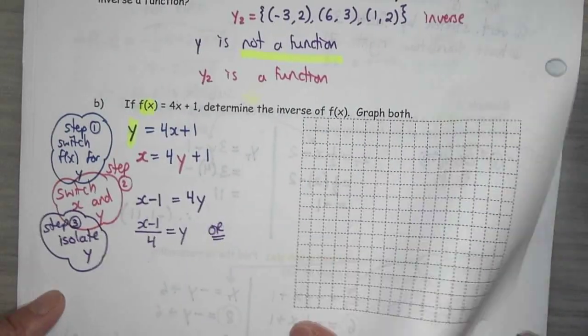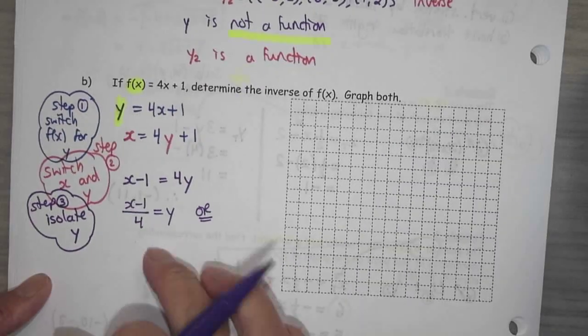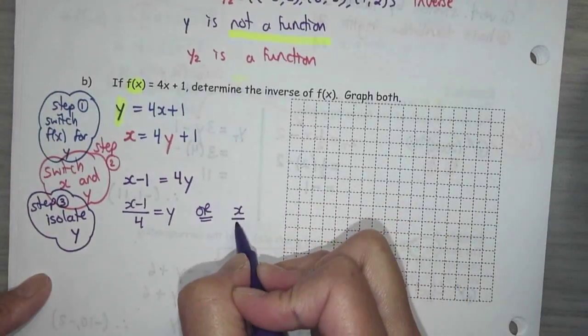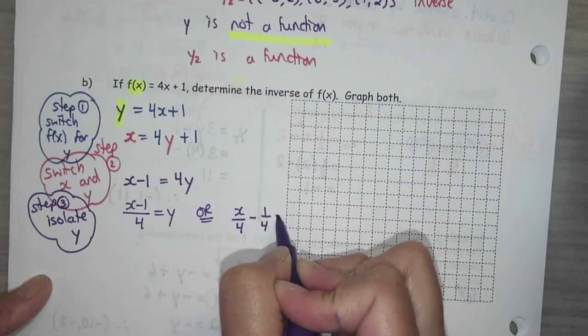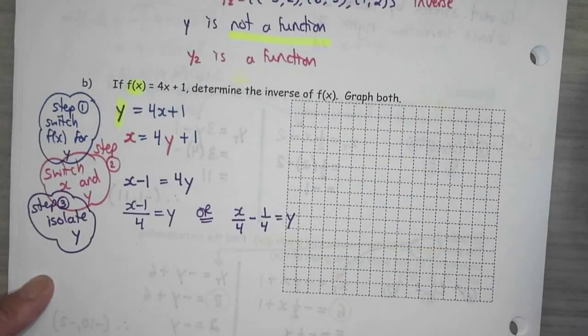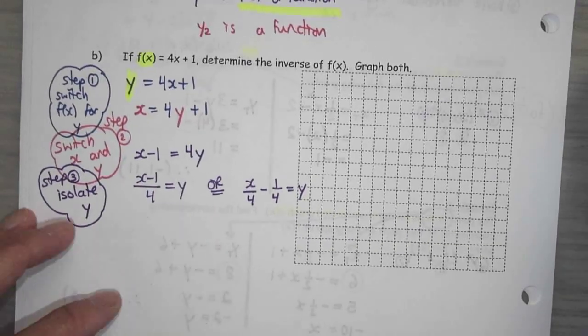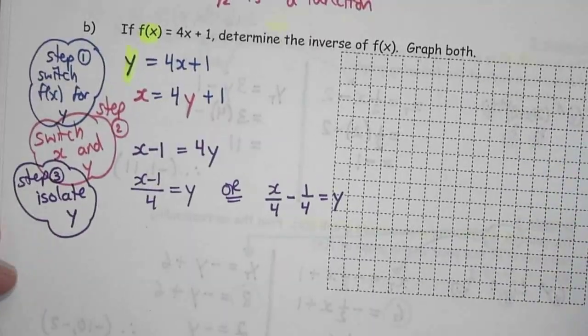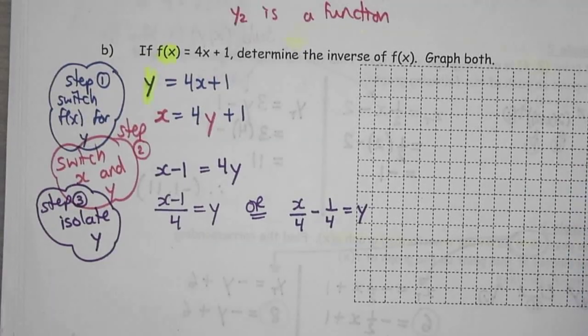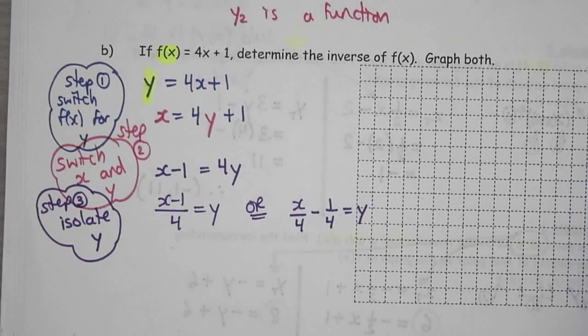Or, don't ever give me two answers unless there actually are two answers. Here I'm just showing you there's two possible. So x over 4 minus 1 over 4 equals y. Both of those are the same. They're equivalent. It doesn't matter. I'll zoom in and then I'll just keep it on the left side of the screen.